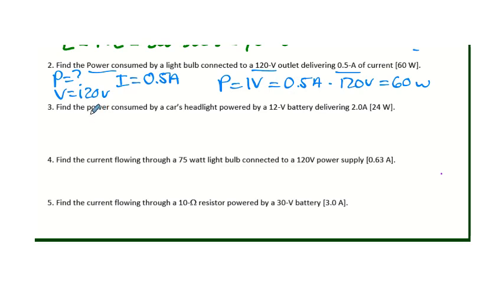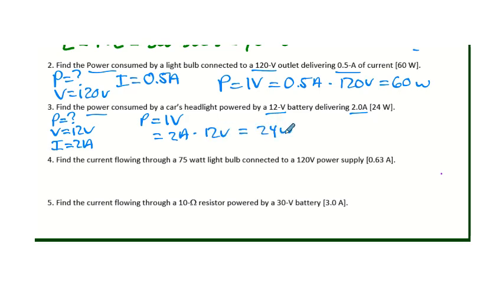Problem 3. Find the power consumed by a car's headlight powered by a 12-volt battery delivering 2 amps of current. So power is what we're looking for. Voltage is 12 volts. Current is 2 amps. So, again, this should just be a simple application of the power equation. P equals IV. So it's going to be the 2 amps times the 12 volts. It's going to give you 24 watts.